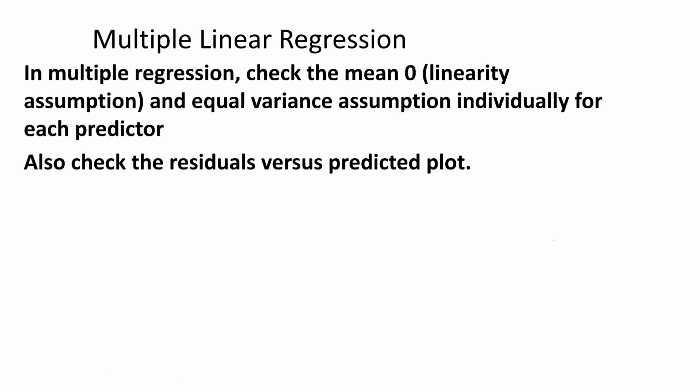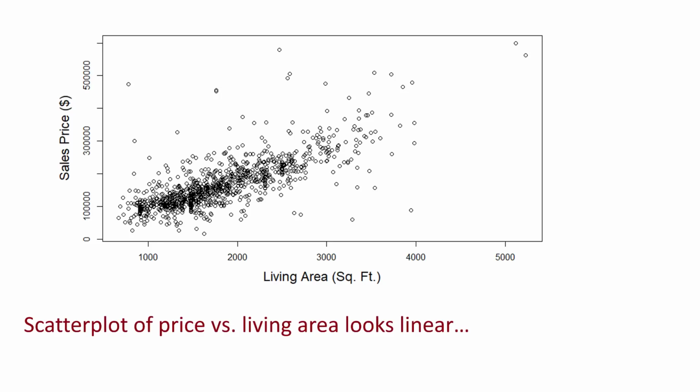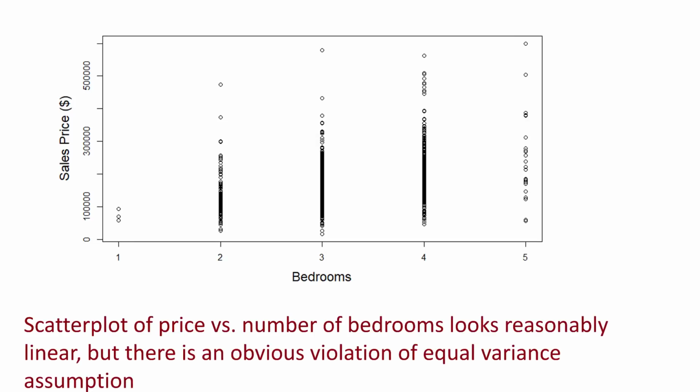In multiple regression, to check the mean zero, the linearity assumption, and equal variance assumption, you need to check it individually for each predictor and also on the residuals versus predicted plot. So for our regression, using the Zillow home price data, we looked at the scatter plot of price versus living area. It sure does look linear. And the price versus number of bedrooms.